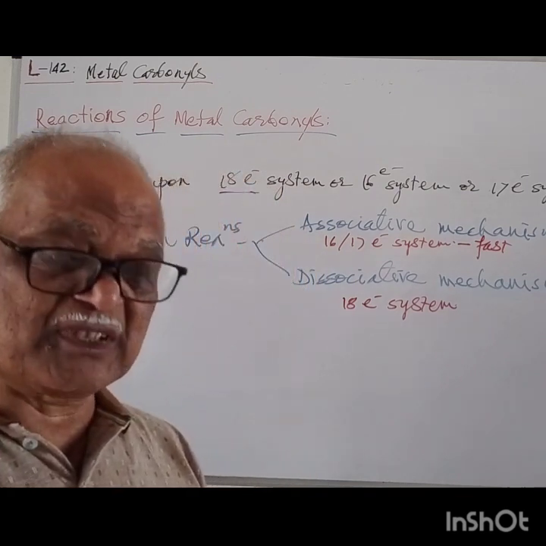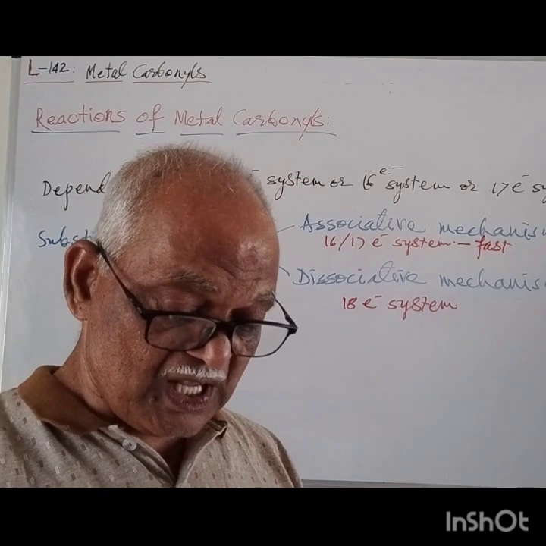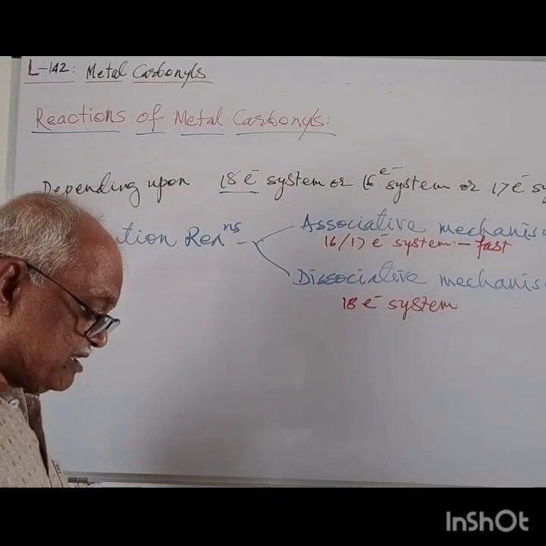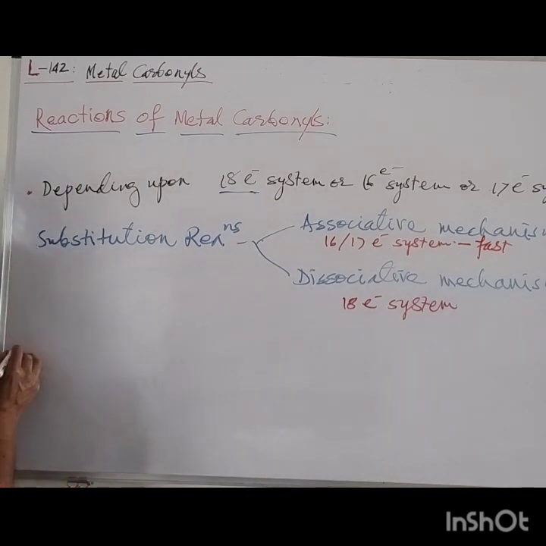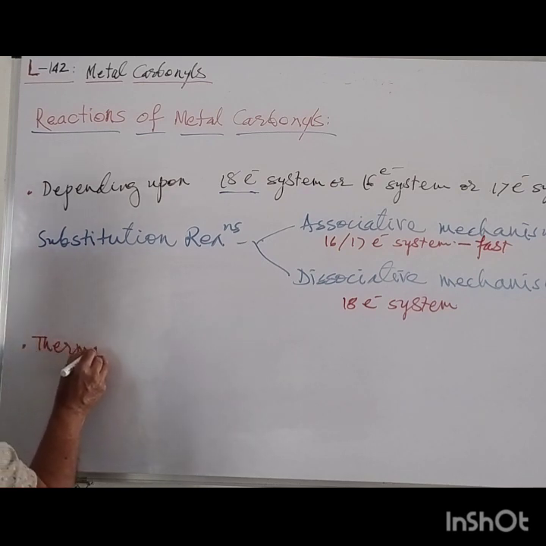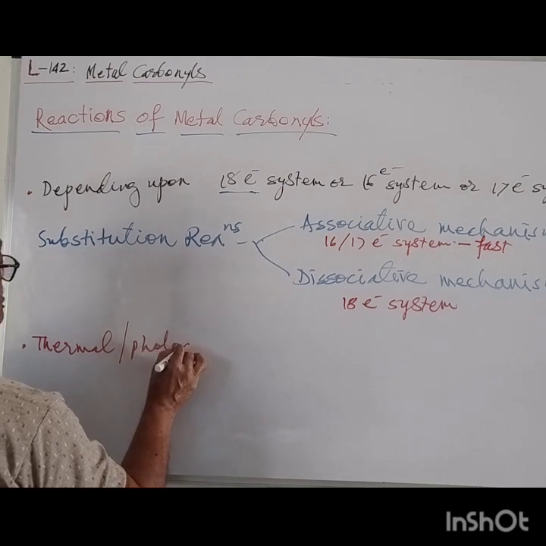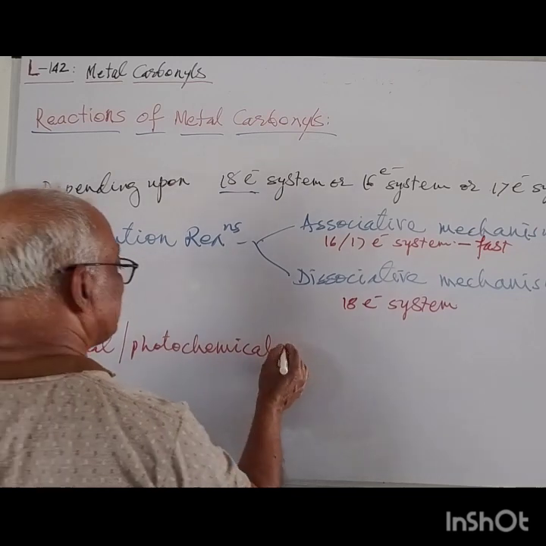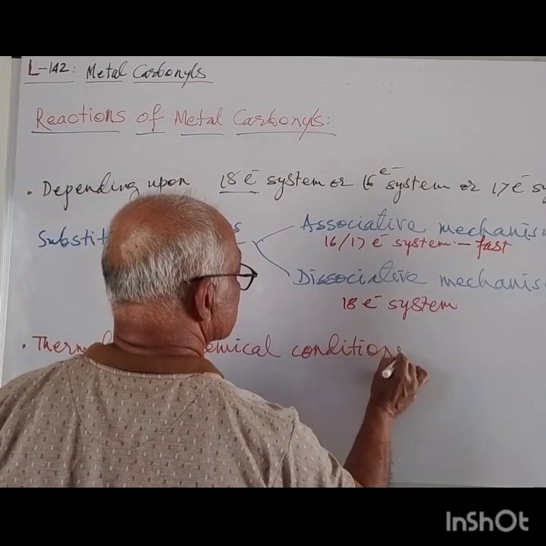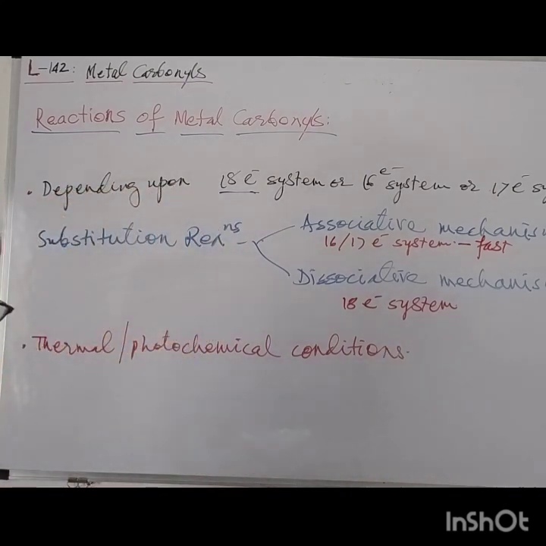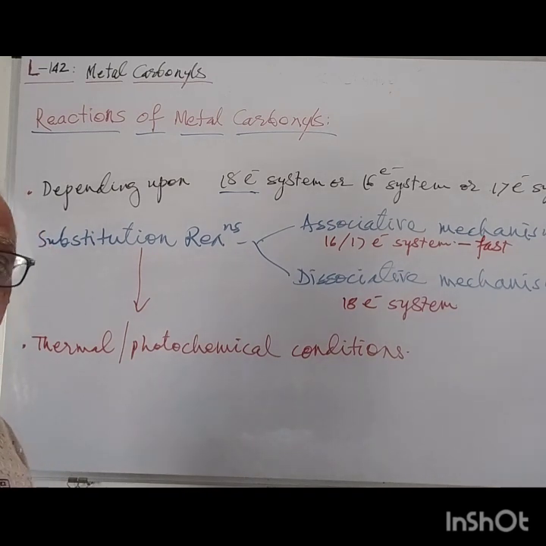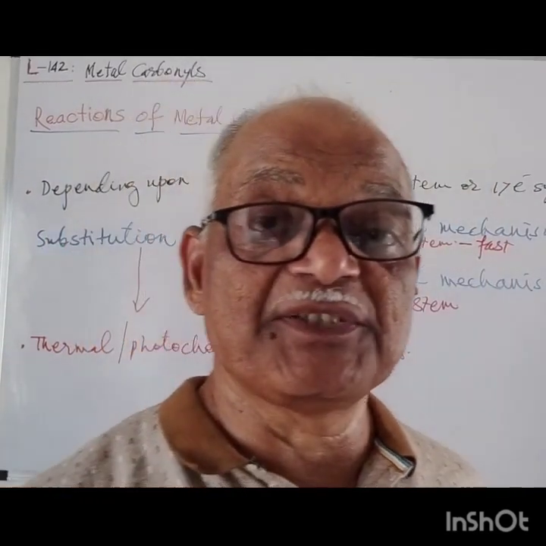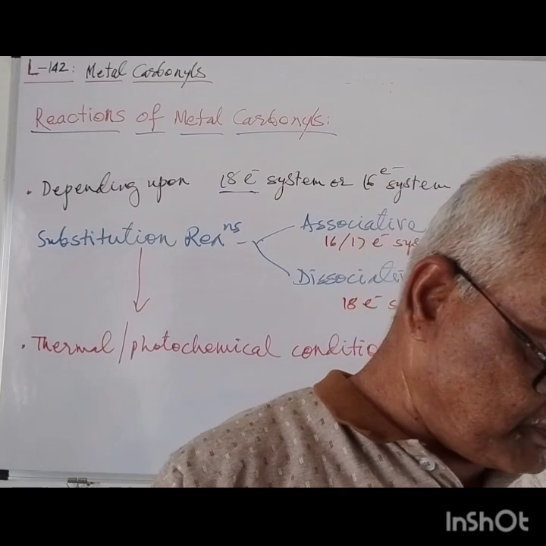Substitution of carbonyl groups under thermal and photochemical conditions constitutes the most common reaction of metal carbonyls. So these reactions involve thermal or photochemical conditions. The thermal substitution reactions are accelerated by using thermal radiation, by using ovens at a suitable temperature and voltage, for a well defined time.